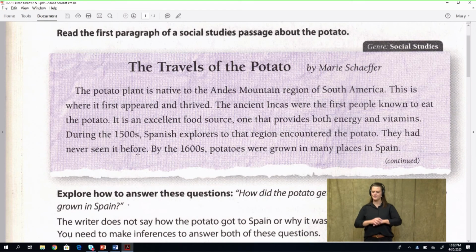By the 1600s, so that's within the next 100 years, potatoes were grown in many places in Spain. So we know that within the next 100 years, wow. So undoubtedly, the Spanish must have really liked the potato the way it tasted, and we know based on what we just read in this sentence too, that it gave them energy and the vitamins it needed in order to flourish or in order to live.